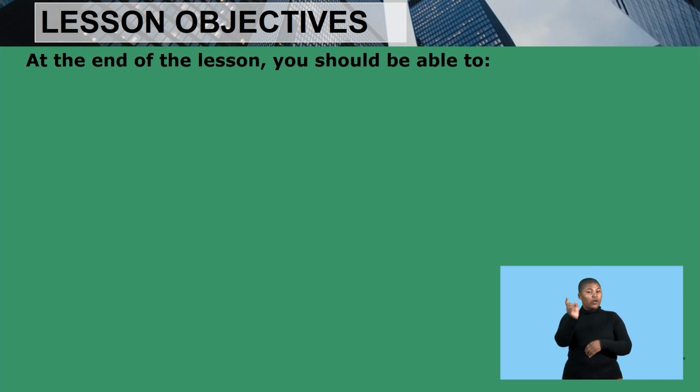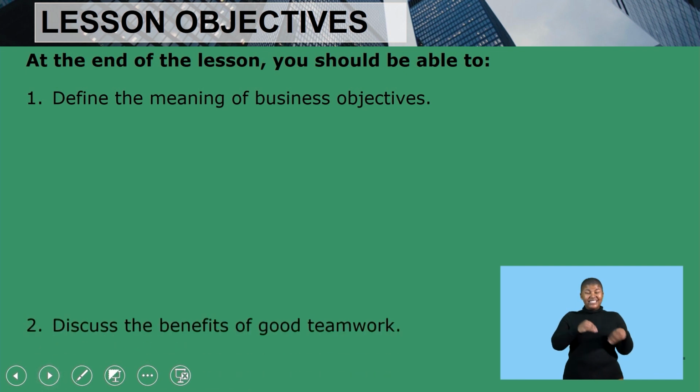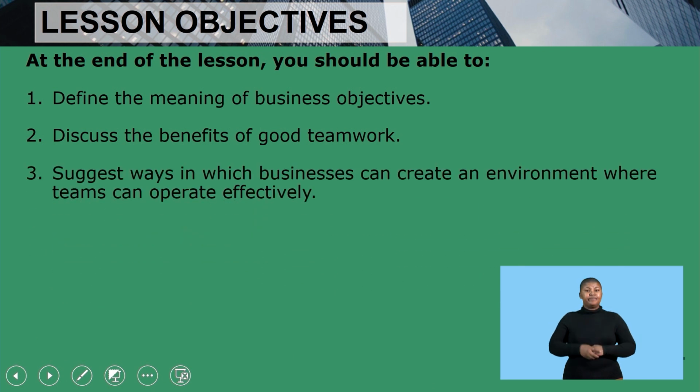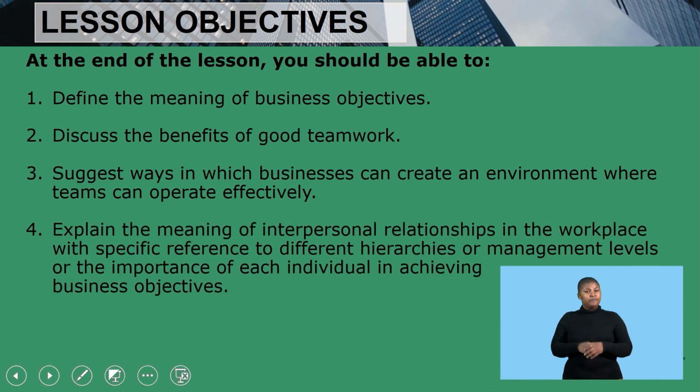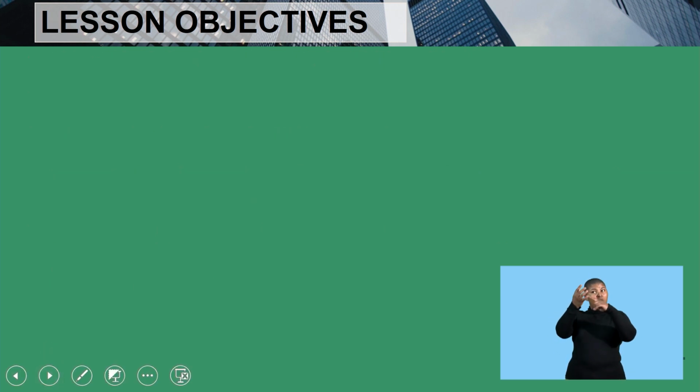Now let's look at our lesson objectives. At the end of the lesson, you should be able to define the meaning of business objectives, discuss the benefits of good teamwork, suggest ways in which businesses can create an environment where teams can operate effectively, explain the meaning of interpersonal relationships in the workplace with specific reference to different hierarchies or management levels, and the importance of each individual in achieving business objectives.